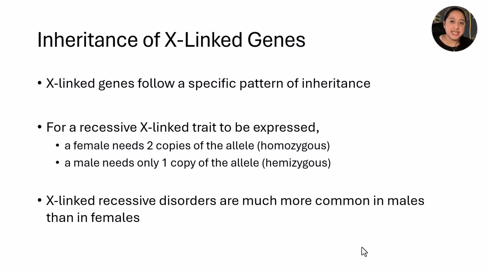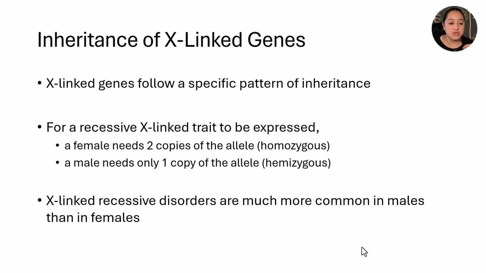So X-linked genes follow a specific pattern of inheritance, kind of as we visually showed. If there is a sex-linked gene on the X chromosome, then it depends on if you end up with just one X, because there's a Y, or with two X. So for a recessive X-linked trait to be expressed, a female needs two copies of that allele. They have to be homozygous to express and show a recessive allele.